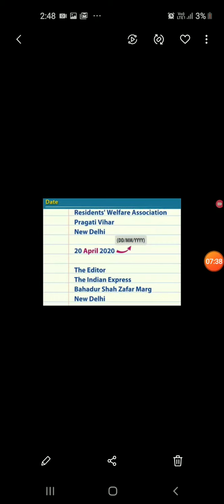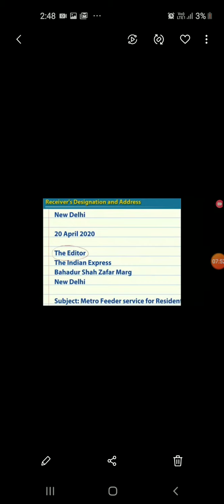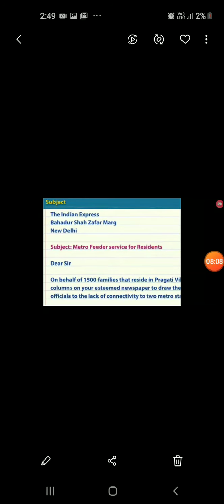See, students, after the sender's address, how the date is written in the pattern of day, month, and year. And then we have the receiver's address, where the person whom we are addressing this letter to, the editor, is written there, and after that, the name of the publication, and then the address. And you'll see there is no line left in between. Now you can see the subject written very clearly. See, it's just a couple of words. It's just 4 or 5 words. It need not be very lengthy. It should be very precise.